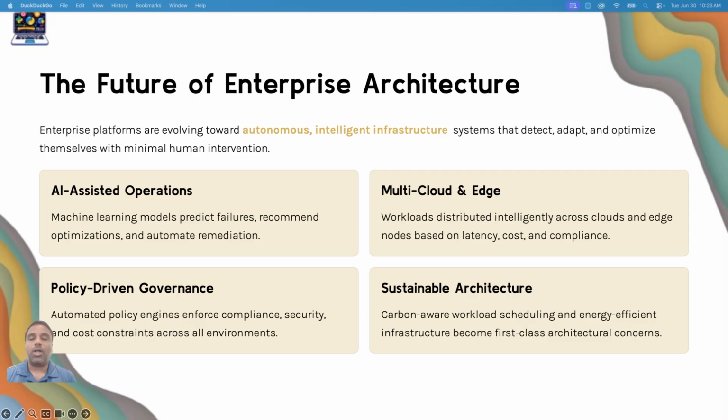The third one is policy-driven governance. Automated policy engines enforce compliance, security, and cost constraints across all environments without manual review. And then the final one is sustainable architecture. This is an emerging one rapidly, because carbon-aware workload scheduling and energy-efficient infrastructure become first-class architecture concerns. This will be a significantly increasing factor in environmental impact.